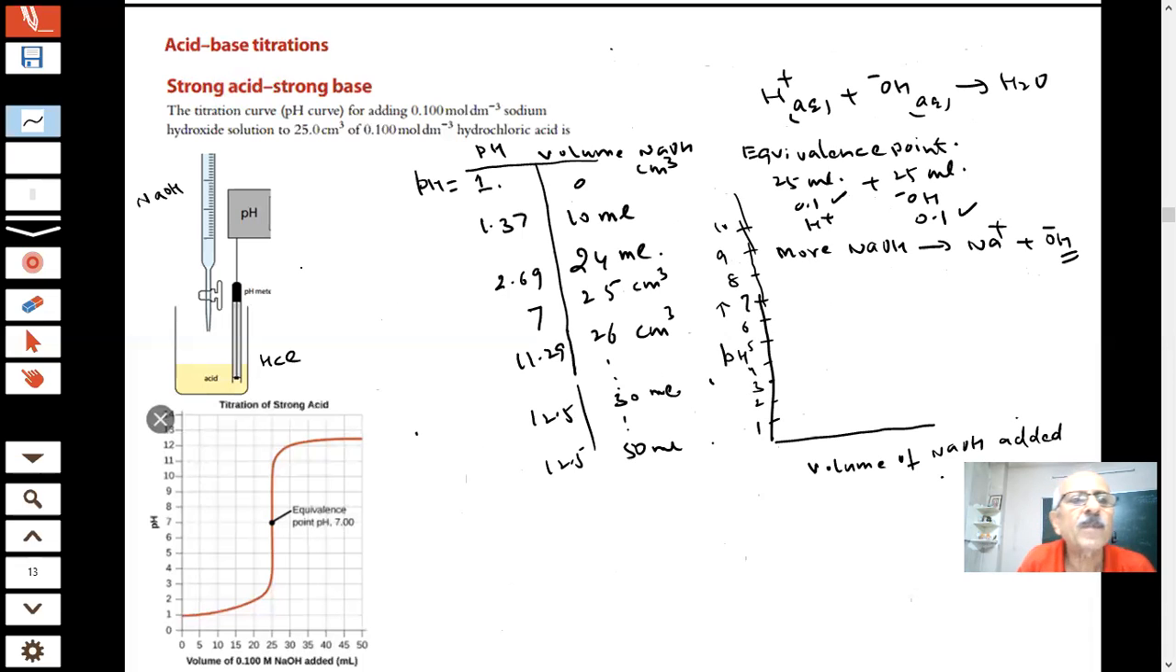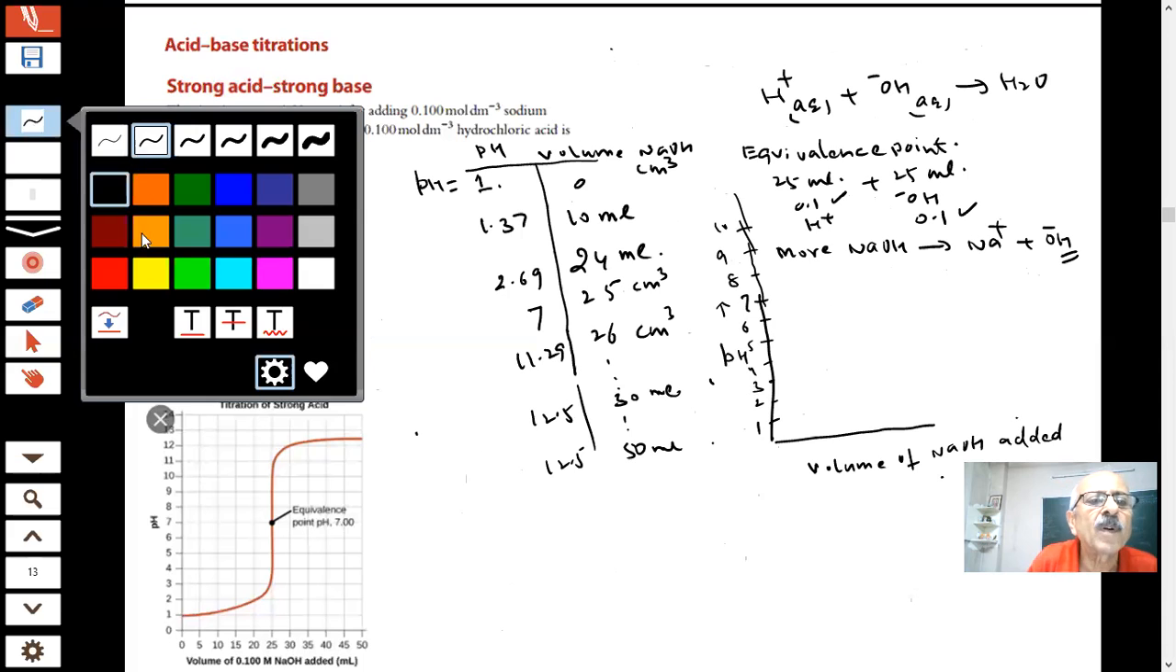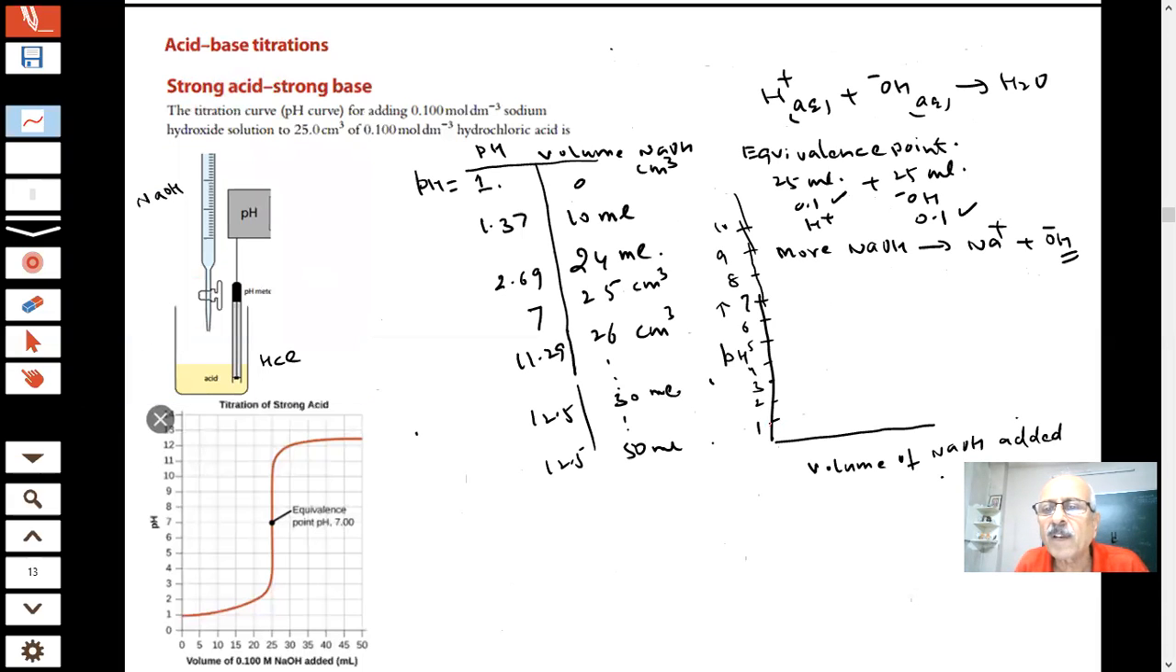You started from which point? What was the starting pH when I took HCl? 1. It started from here, 1. Then slowly increased. This is my volume which I'm adding. How much volume are you adding? 5, 10, 15, 20, 25, 30, and you can go up to 40 and so on. What happened? This is the point, 25 milliliter.